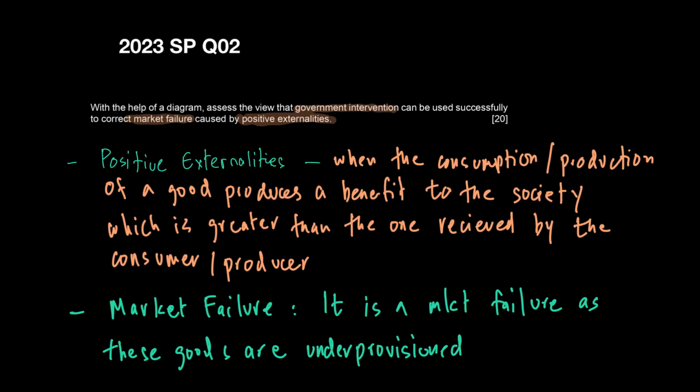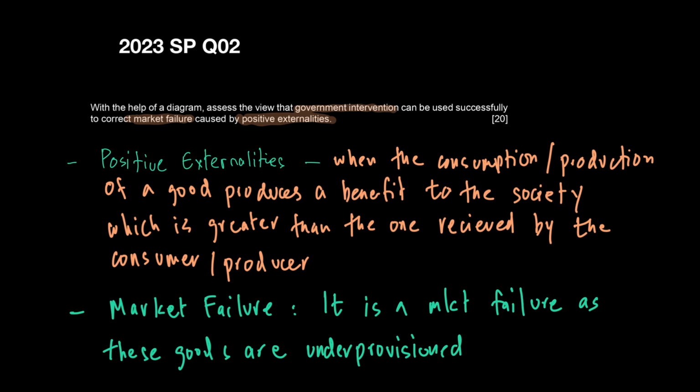So what are positive externalities? Positive externalities are when the consumption or production of a good produces a benefit to the society which is greater than the one received by the consumer or producer. So anytime the consumption or production of a good results in a benefit to not only the consumer but to a third party, which is the society, it results in generating a positive externality.